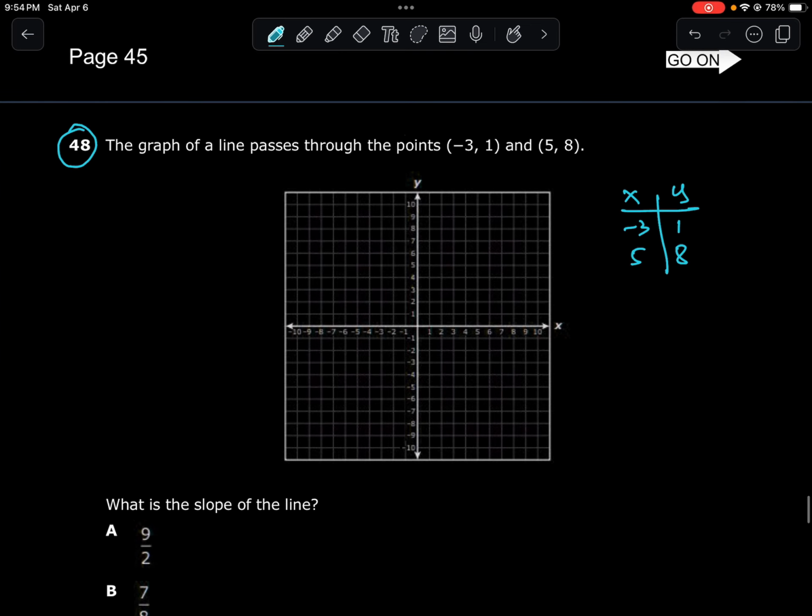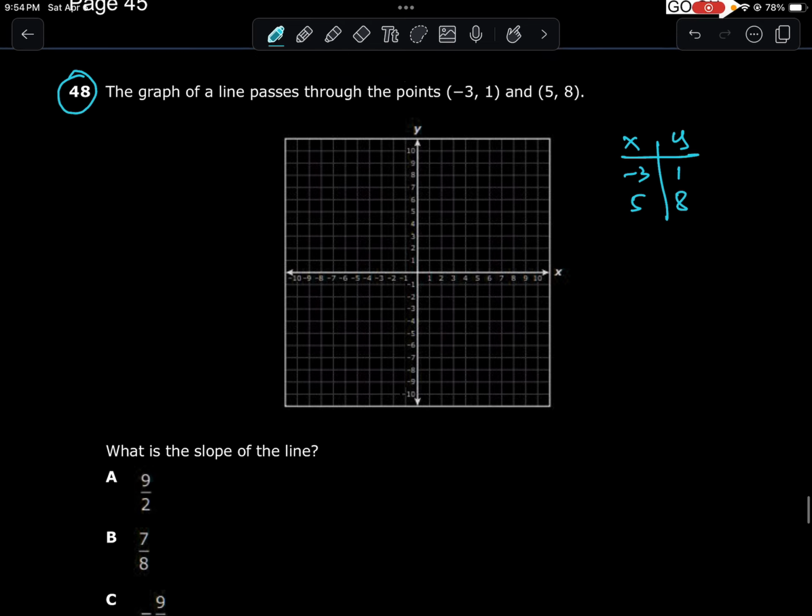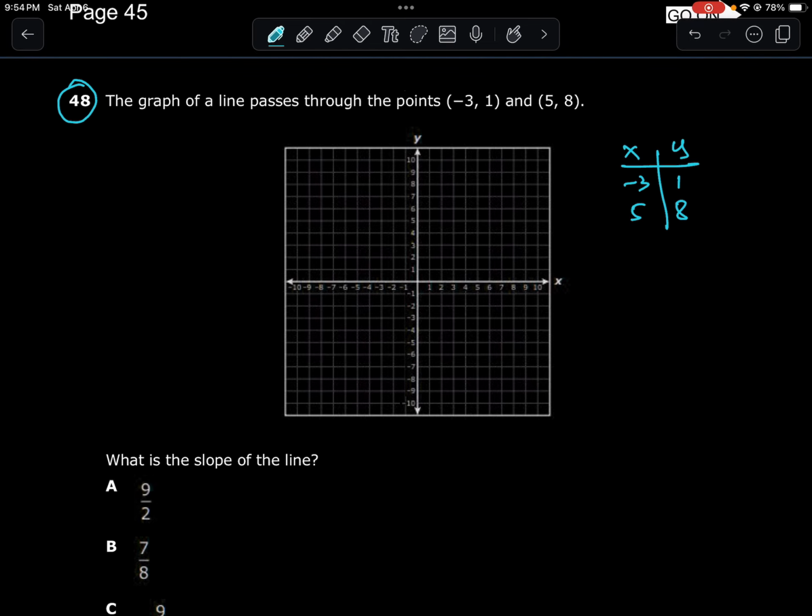I could plot those points and use the rise over run, or use y2 minus y1 over x2 minus x1. Even if I know how to do it, I may make some little mistakes. So I'm just going to go to the graphing calculator and ask the graphing calculator to find the slope for me.